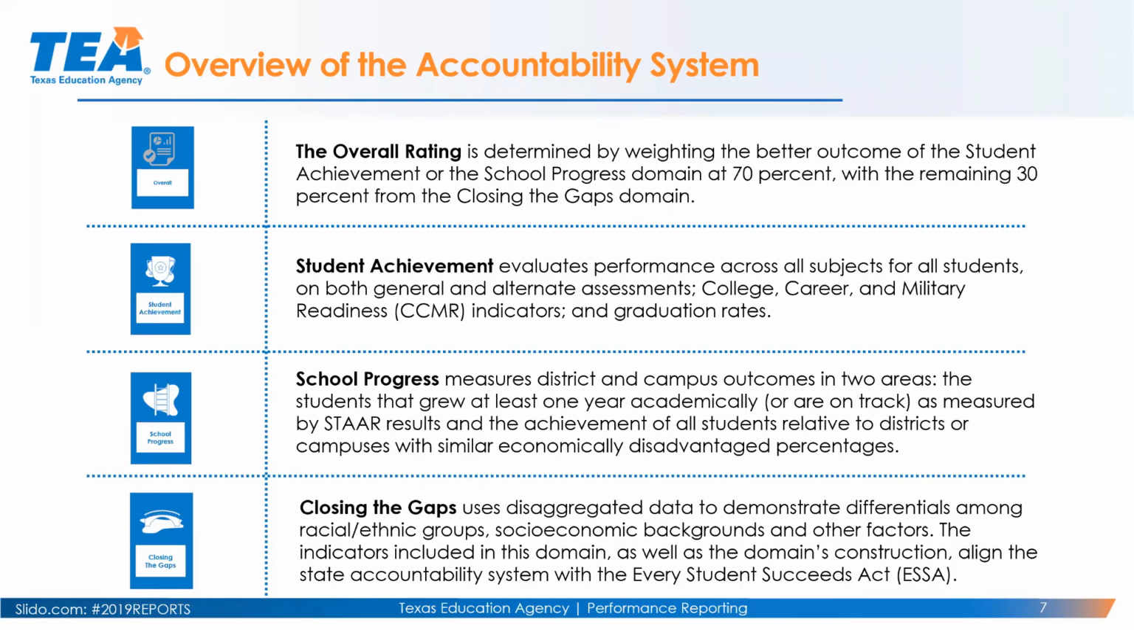Second, we look at school progress, and that measures district and campus outcomes in two areas. The first, it looks at students that grew at least 1 year academically. Then it looks at the achievement of all students relative to districts or campuses with similar socioeconomic statuses. Lastly, closing the gaps disaggregates data to demonstrate differentials among racial ethnic groups, socioeconomic backgrounds, and other factors. In this domain, it is aligned with indicators in the Every Student Succeeds Act under ESSA. So we have three domains of performance to get an overall rating.